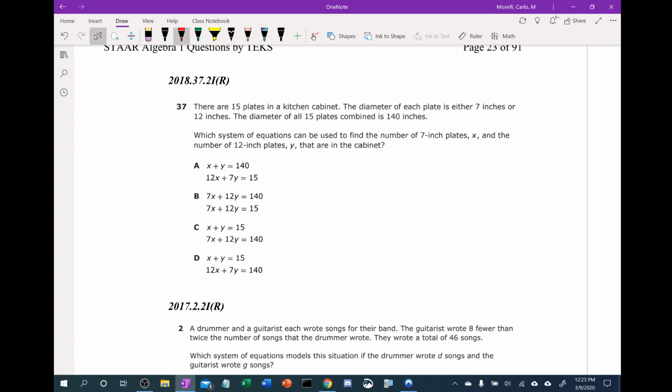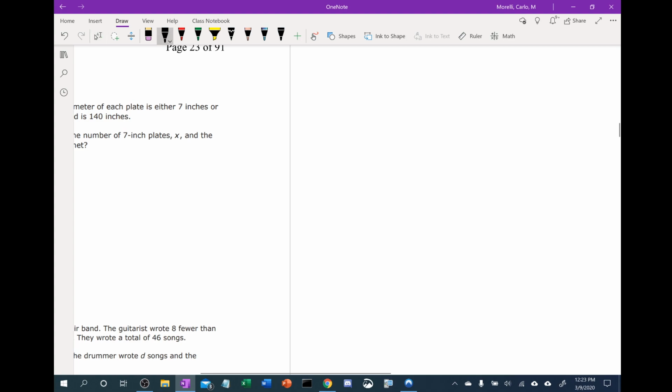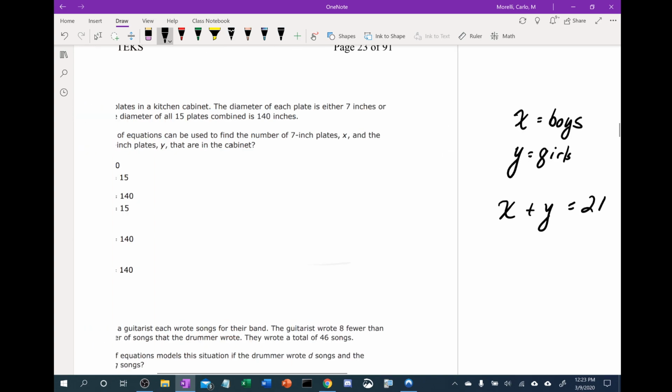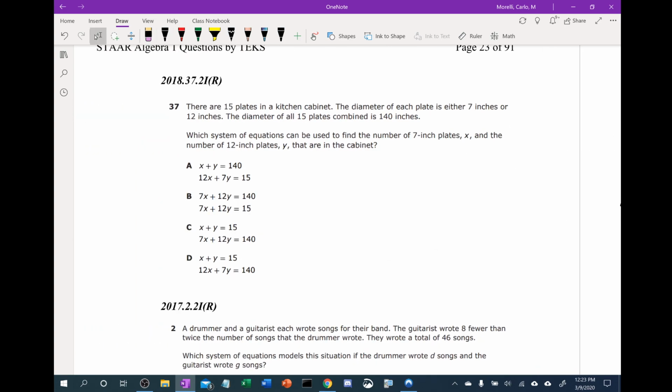So if X is boys and Y is girls, then X plus Y equals 21. You feel me on that? You understand? So let's go back to this problem.